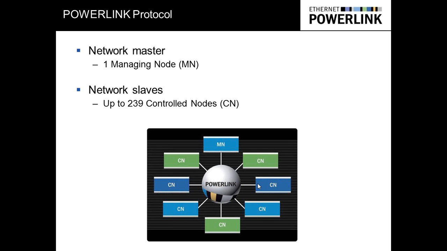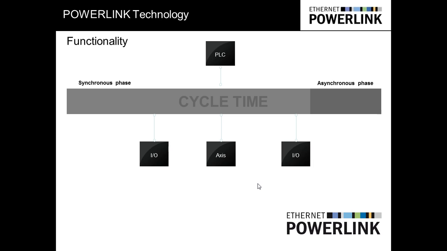So in POWERLINK, we have the concept of a network master. Let's call it the managing node, MN. And then everything else on the network is a control node. We call it the CN. So you can think of it as a network master and network slaves. So the master is the managing node. Everything else is a control node. And then we will introduce the concept of a cycle. Okay, so what is a cycle?